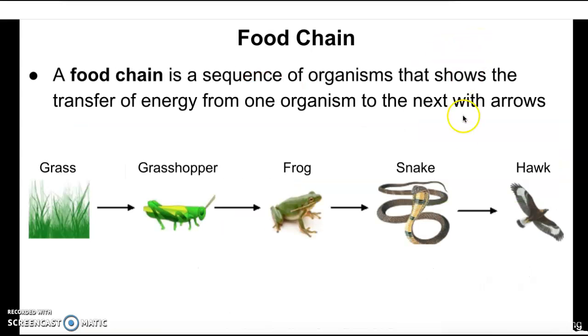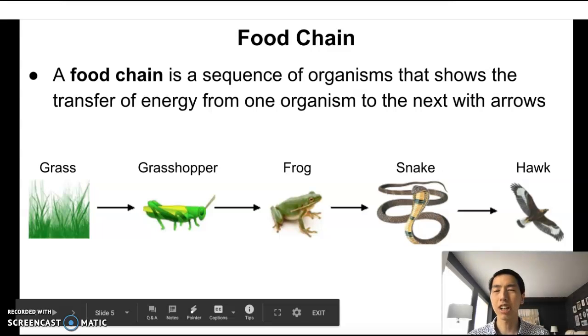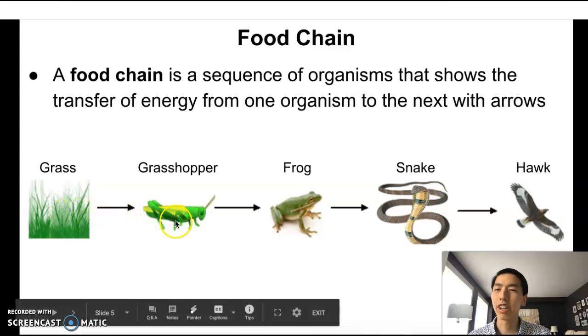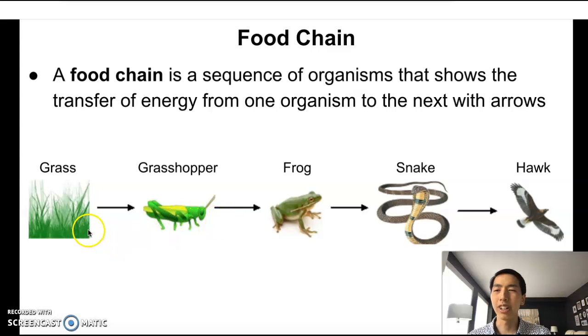So next is the definition for a food chain. A food chain is a sequence of organisms that shows the transfer of energy from one organism to the next with arrows. The word sequence means something in order. So this picture is showing the order of one organism getting eaten by the next organism, which gets eaten by the next organism, which gets eaten by the next organism, and which gets eaten by the last organism in the food chain.